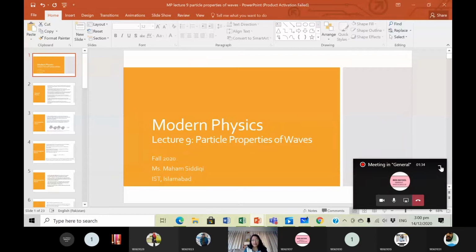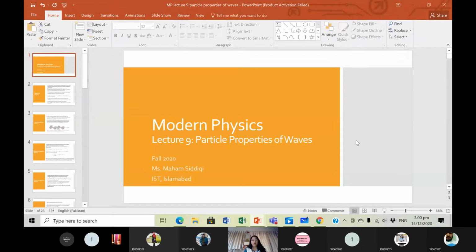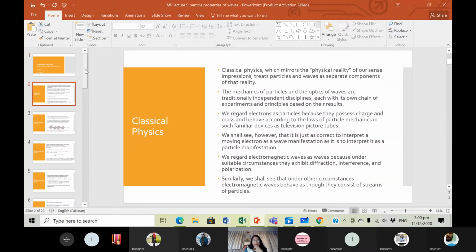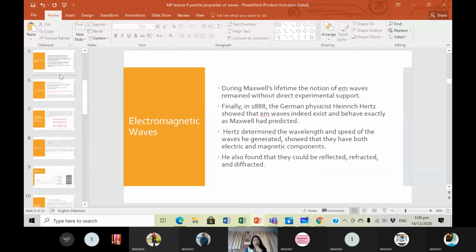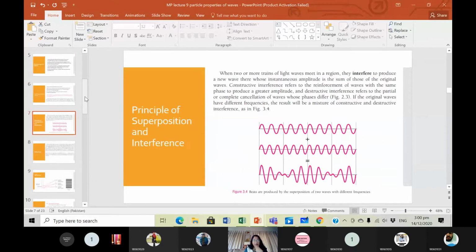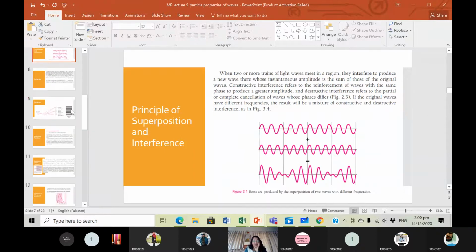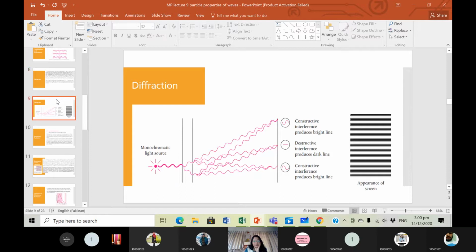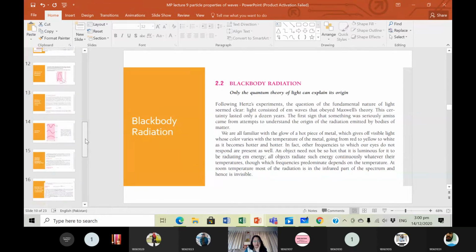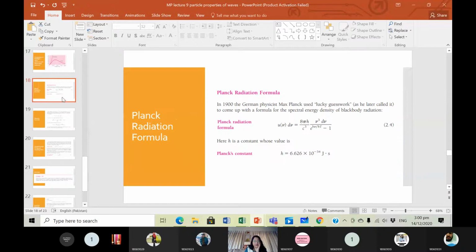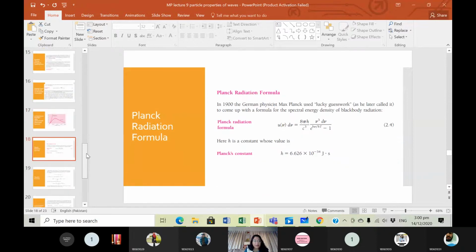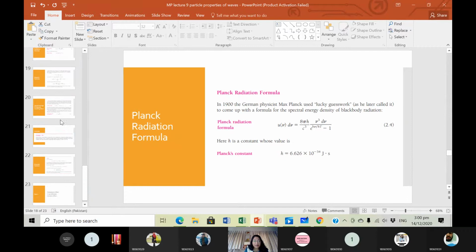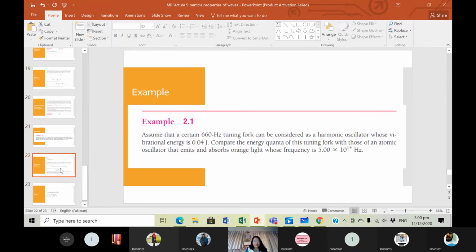So today we will be starting our last chapter for this course, which is particle properties of waves. We'll start by discussing electromagnetic waves and the classical perception, classical physics, and then we will talk about electromagnetic waves and their properties. To get properties of waves, we'll talk about interference and diffraction. Then we will go into black body radiation. We'll do Planck's formula, the Rayleigh-Jeans formula, and some examples related to black body radiation.